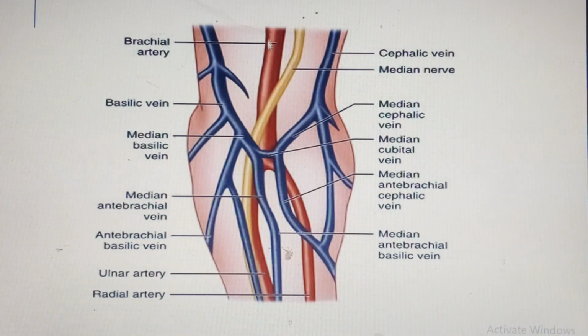These are two of the medial contents of the cubital fossa. You can see we have the median nerve, and of course the brachial artery. Please get to know this, especially the median nerve, because it will be very important as I describe something to you.